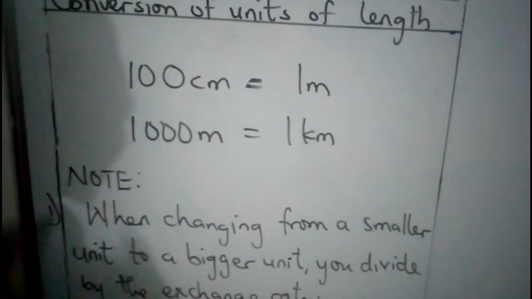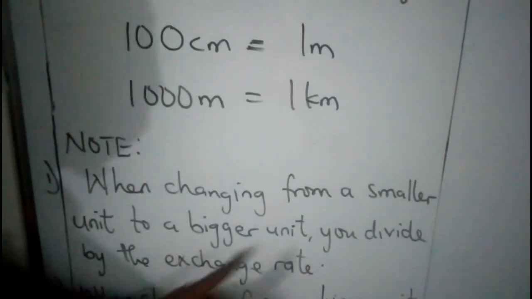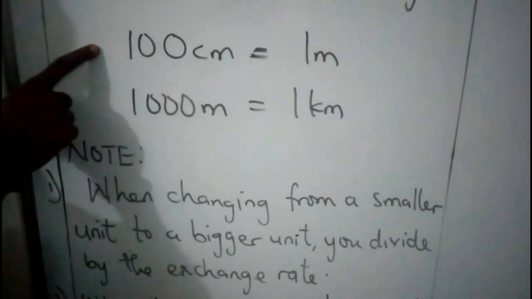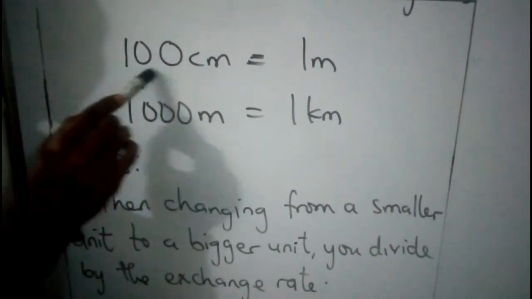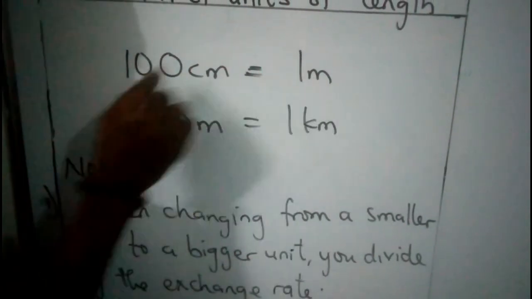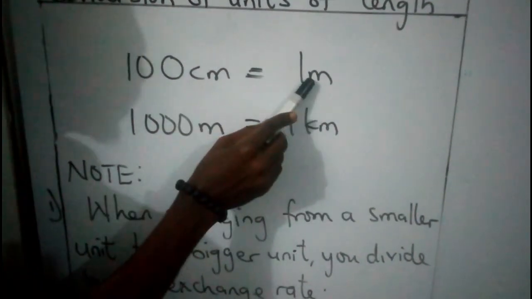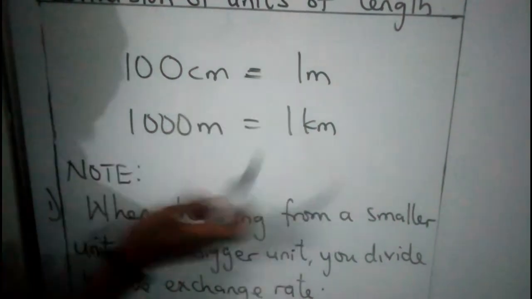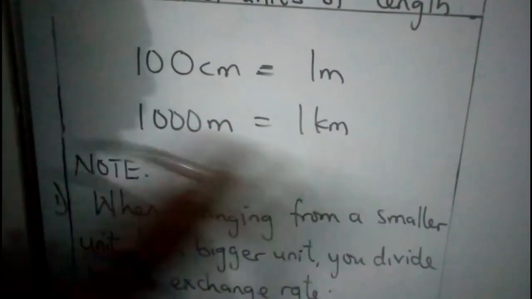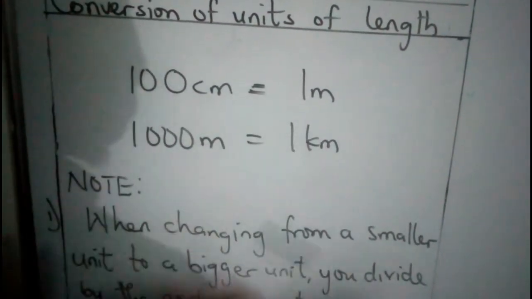Alright, we have an important information here. You can see note number 1. When you are changing from a smaller unit to a bigger unit, you divide by the exchange rate. Last week I told you about the exchange rate, isn't it? Now let's come back to our table here. You can see I said 100 centimeters make 1 meter, and I told you the last time that the one you have on the right hand side, which is 1, is a bigger unit, while the one you have on the left hand side is a smaller unit. So between centimeters and meters, meter is a bigger unit while centimeter is a smaller unit, isn't it? And for meters and kilometers, kilometer is a bigger unit while meter is a smaller unit. So you need to understand that. And for centimeters and meters, the exchange rate is 100. And for meters and kilometers, the exchange rate is 1000.